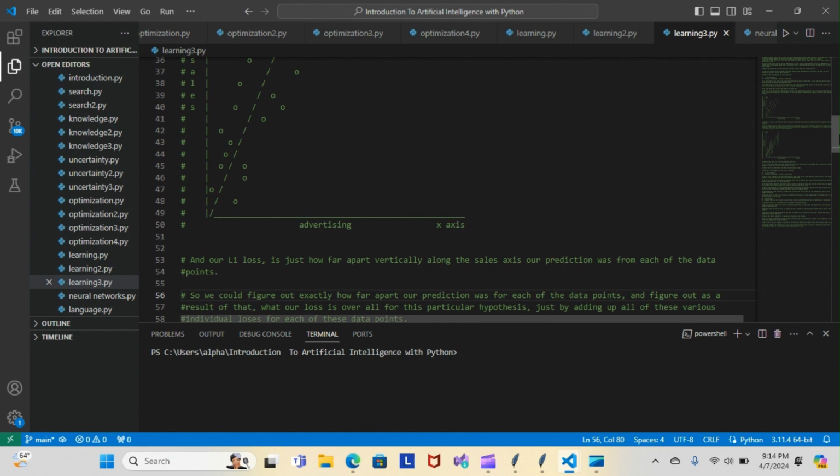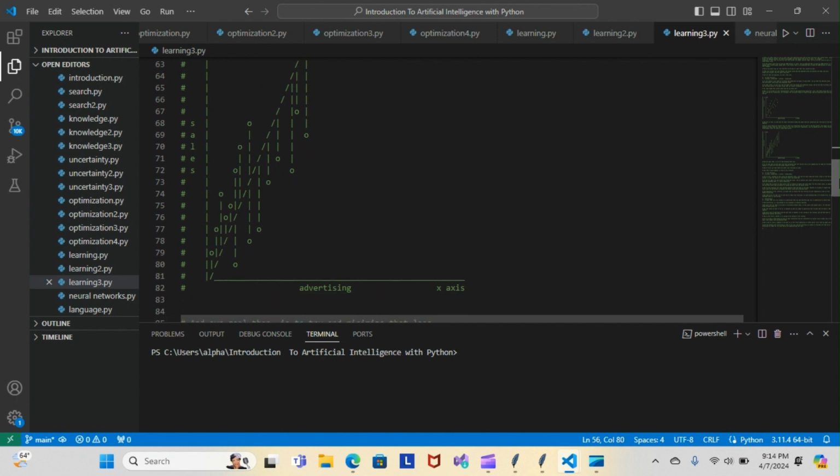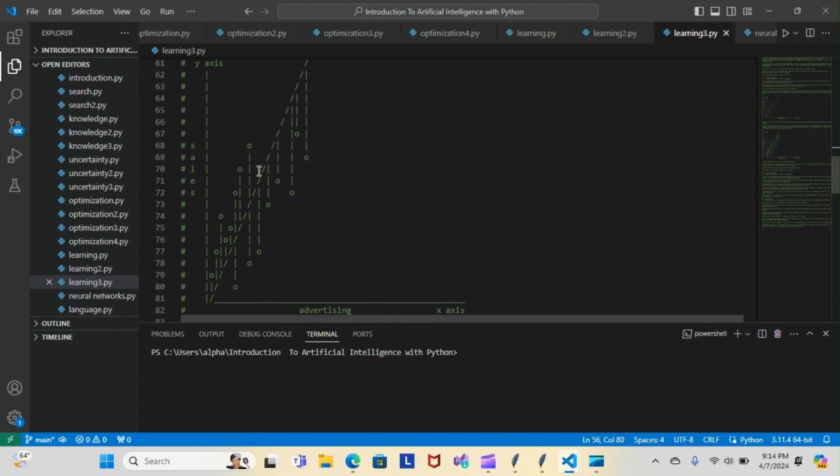And our L1 loss is just how far apart vertically along the sales axis our prediction was from each of the data points, as I just explained. So we can figure out exactly how far apart our prediction was for each of the data points and figure out as a result of that what our loss is overall for this particular hypothesis, just by adding up all of these various individual losses for each of these data points. And we did that here. You can see we actually charted some lines here to see exactly how far away each of these sales data points were from the actual advertising dollars spent data points. So that's what that chart represents here.